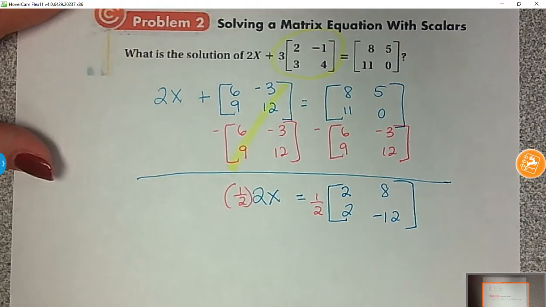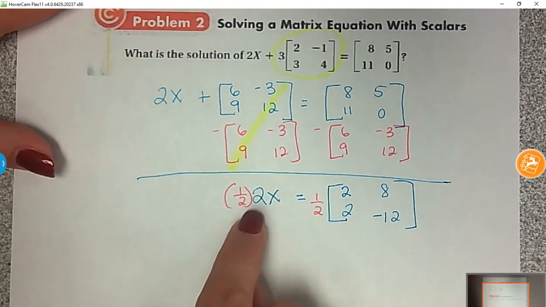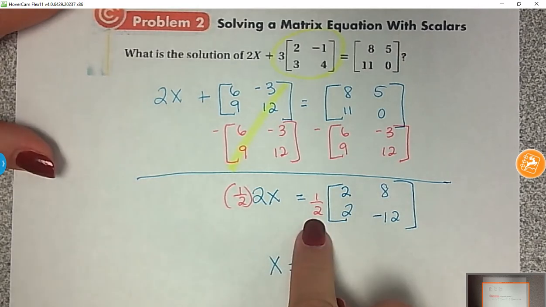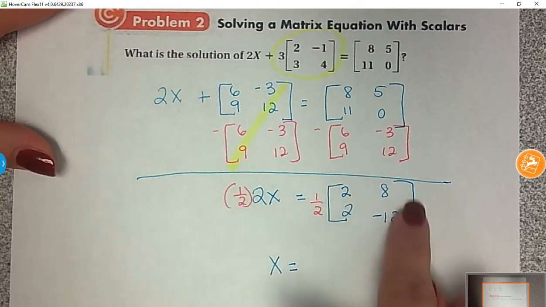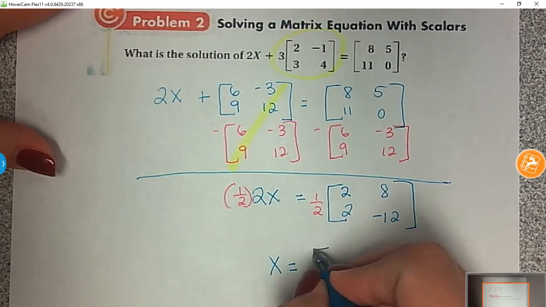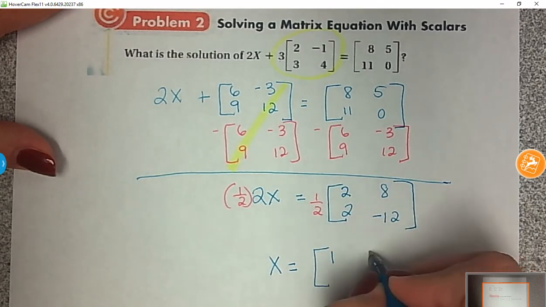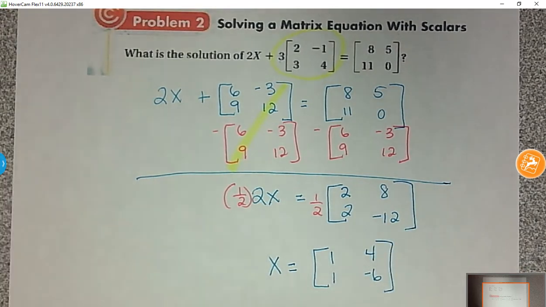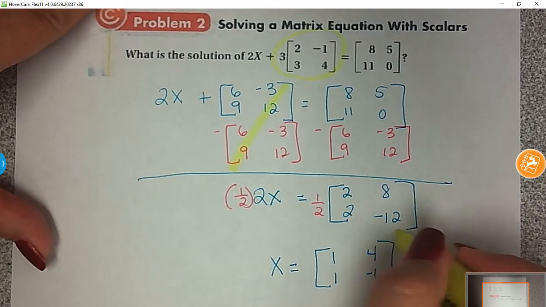So on the left-hand side, 1/2 times 2 is just 1x. And then over here, I have to do scalar multiplication again. So 1/2 times everything inside. And I will get 1, 4, 1, negative 6. That is the solution for this matrix equation.